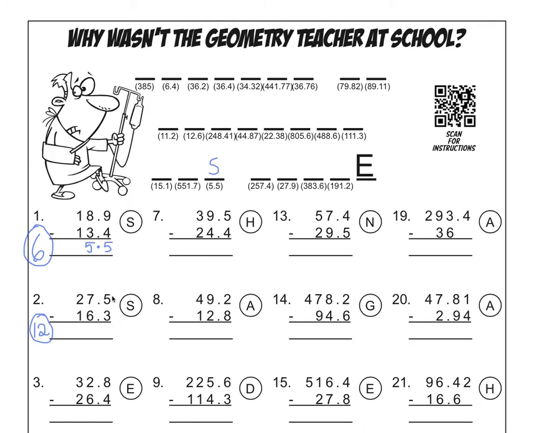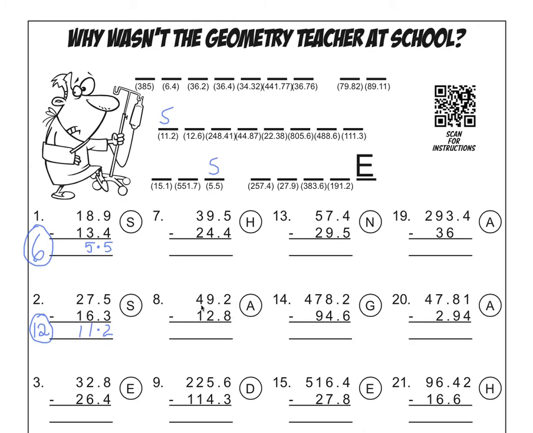Let's work it out. 5/10 take away 3/10 is 2/10. Put down the decimal. 7 ones take away 6 ones is 1 one. And 2 tens take away 1 ten is 1 ten. The answer is 11 and 2/10. Up here, 11 and 2/10 is there, so we put in an S. Now let's have a look at one where we need to borrow.